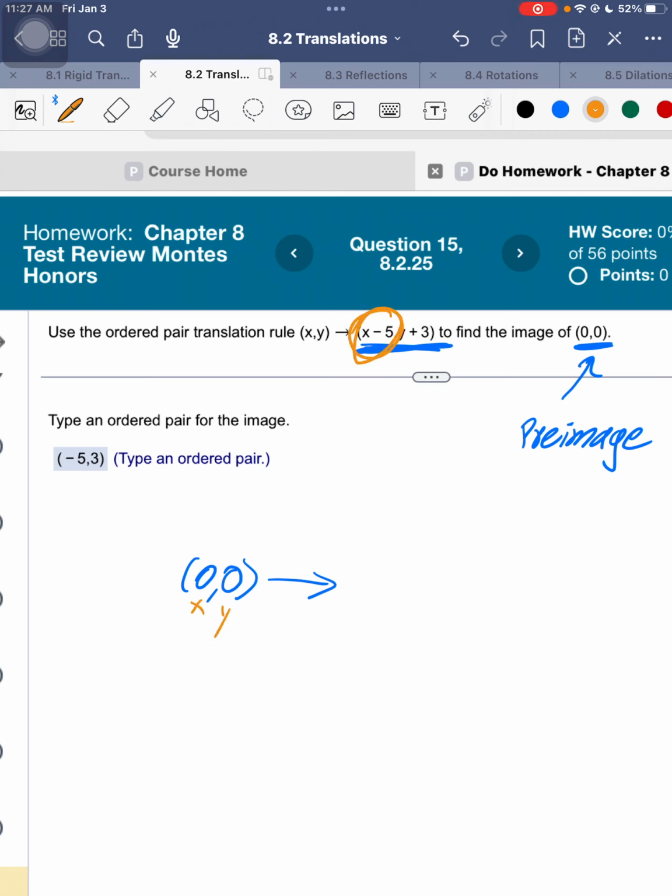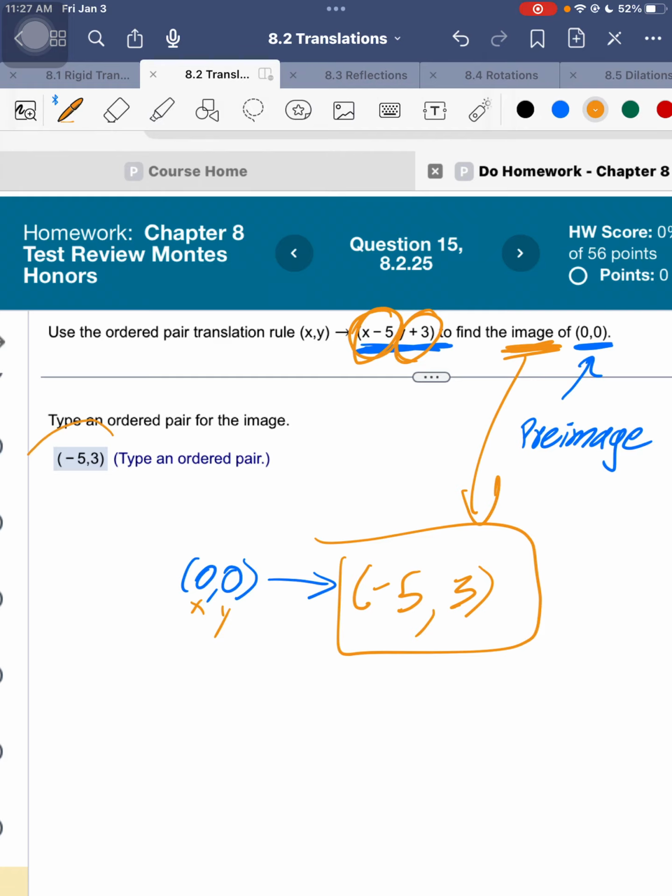What happened to my x? It got subtracted by 5. So it'd be -5. What happened to my y? It got added by 3. So the coordinates of my image should be -5, comma 3.